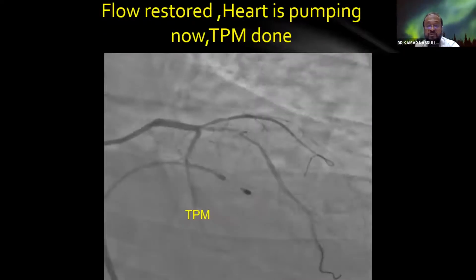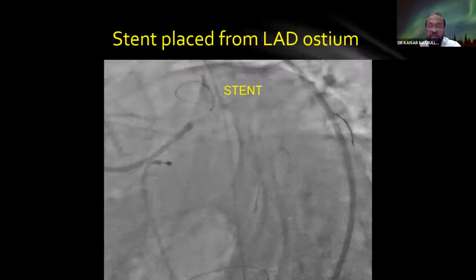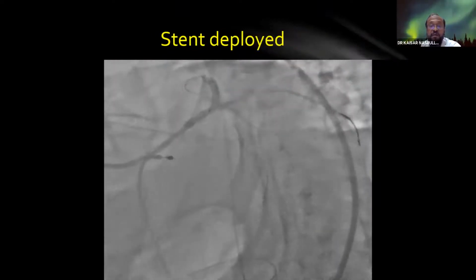And in the next picture, you can see now the heart is pumping, and I put a TPM, and next put a stent very fast. And this was the last picture, with all inotrope support.